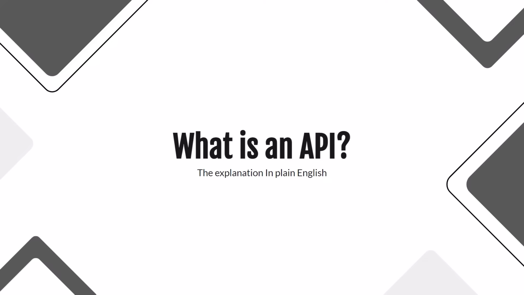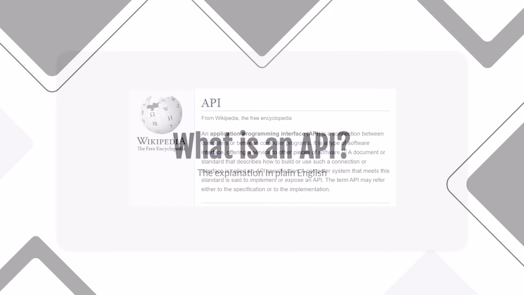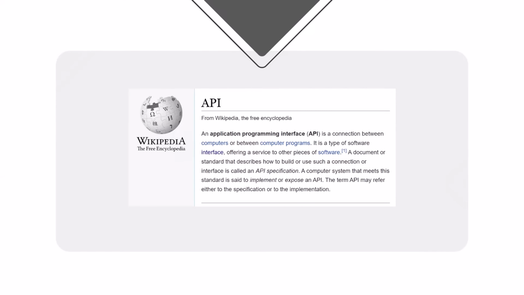Let's begin. We'll start with Wikipedia. Don't worry, the video won't be too boring. As we said, the API is a complex term and we need to start from somewhere. And this definition is simple and good. The part we're interested in are these two sentences.